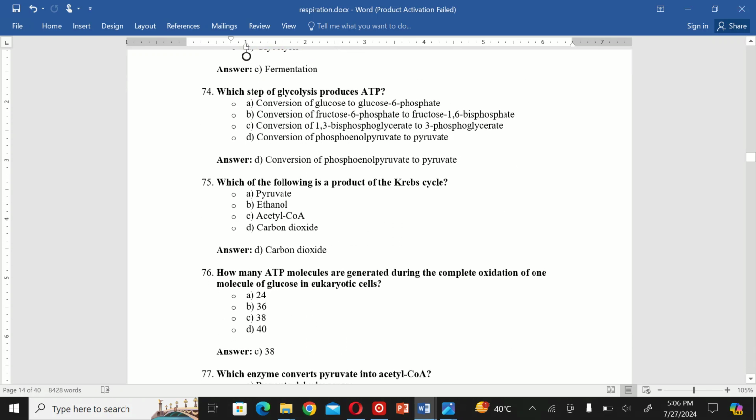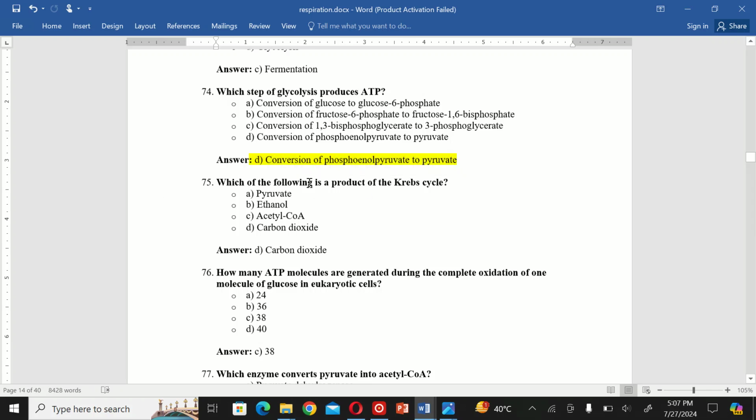The next MCQ is: which step of glycolysis produces ATP? A. Conversion of glucose to glucose 6 phosphate. B. Conversion of fructose 6 phosphate to fructose 1,6 bisphosphate. C. Conversion of 1,3 bisphosphoglycerate to 3 phosphoglycerate. D. Conversion of phosphoenolpyruvate to pyruvate. So the correct option is D.